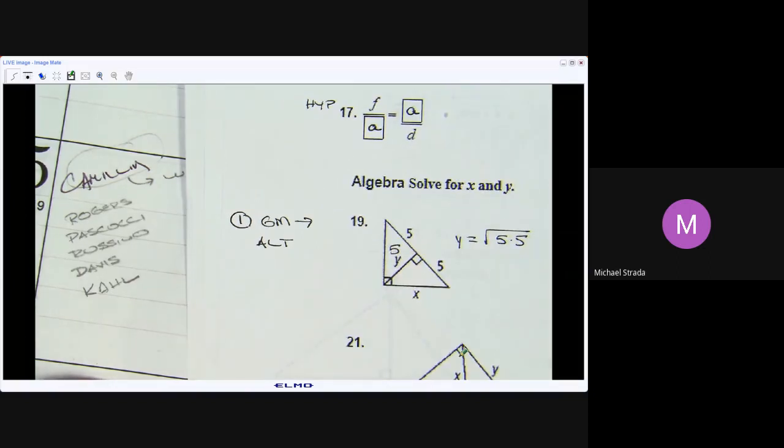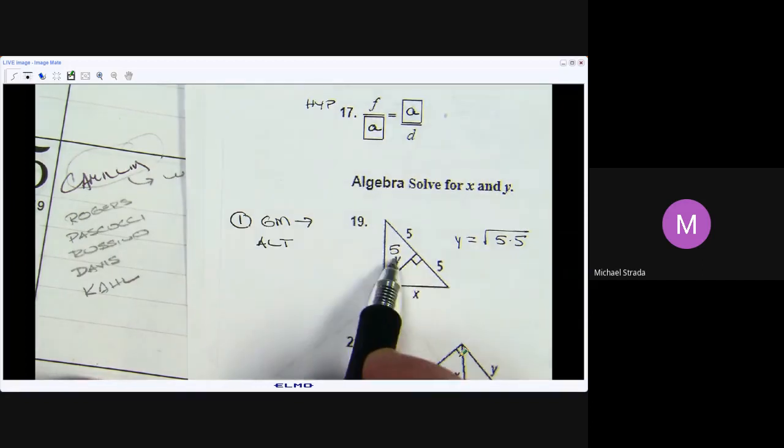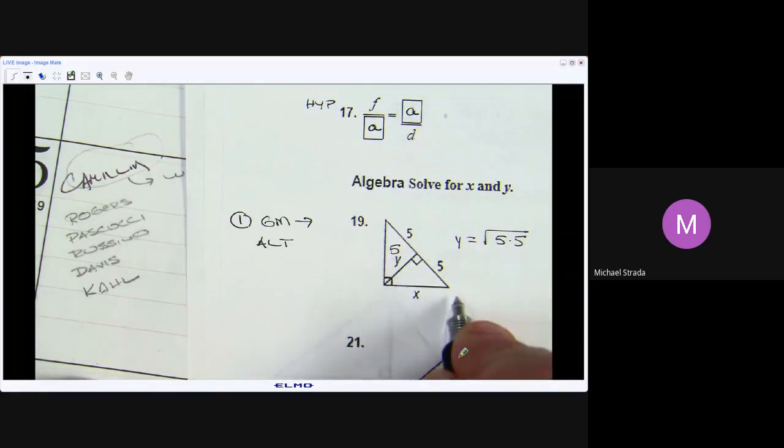Good. Now x can be done multiple ways. To me, the easiest way would be the Pythagorean theorem, especially with a right triangle. That's an isosceles right triangle, 5 and 5. That means x equals 5 root 2.